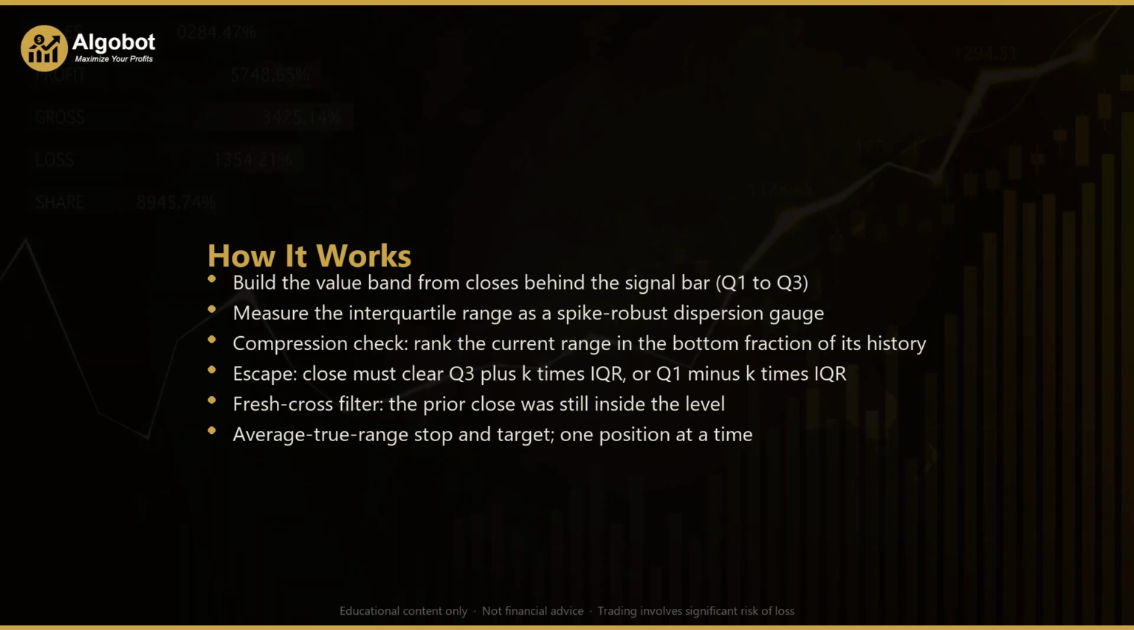Finally, risk. When an entry signal appears, the expert advisor reads the average true range over its ATR period, 14 bars by default. For a long, the stop is placed below the entry at the ATR stop multiplier times the range, 1.8 by default, and the take profit above it at the ATR take profit multiplier, 3 by default. For a short, those distances are mirrored around the entry. Position size is fixed by the lots parameter. And that is the full cycle, from value band to compression to escape to managed exit.